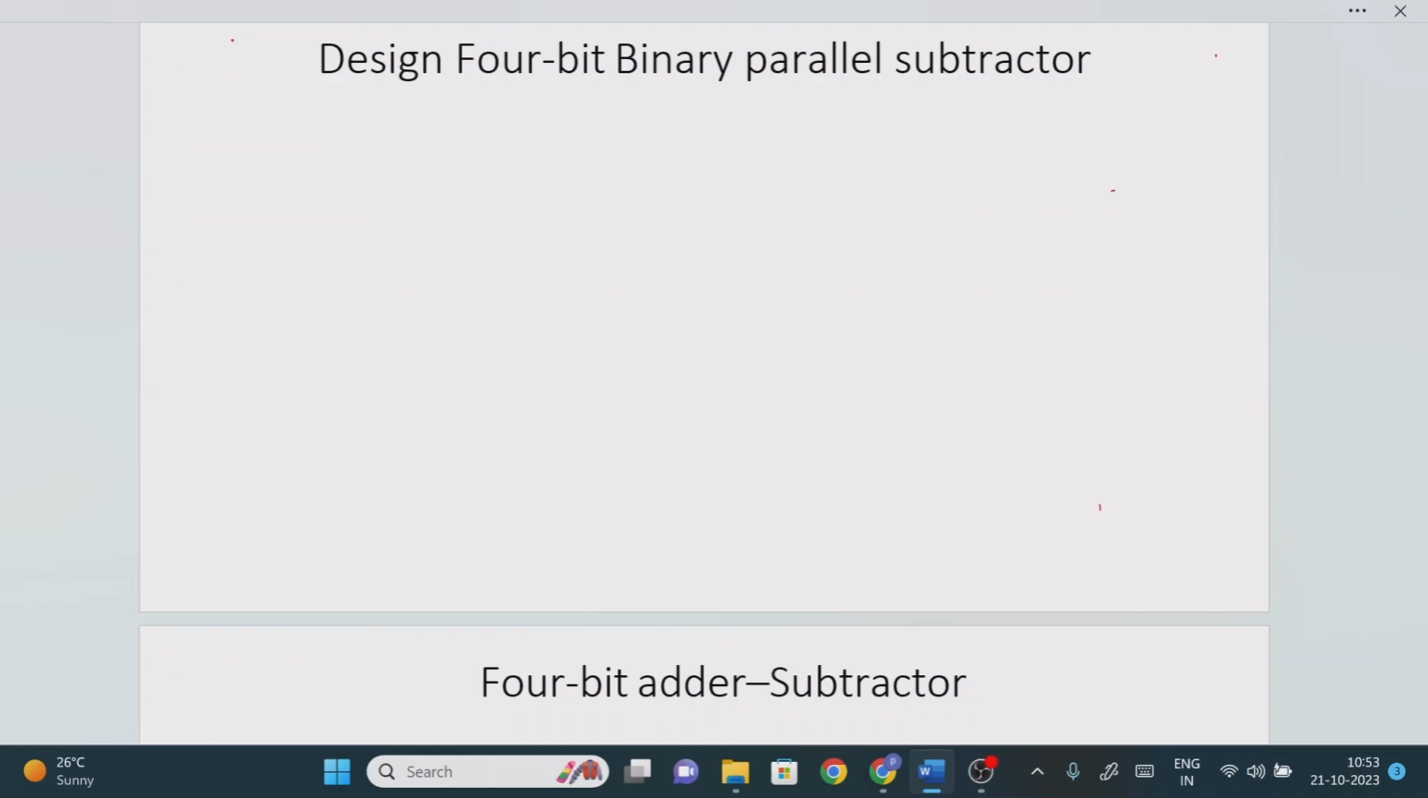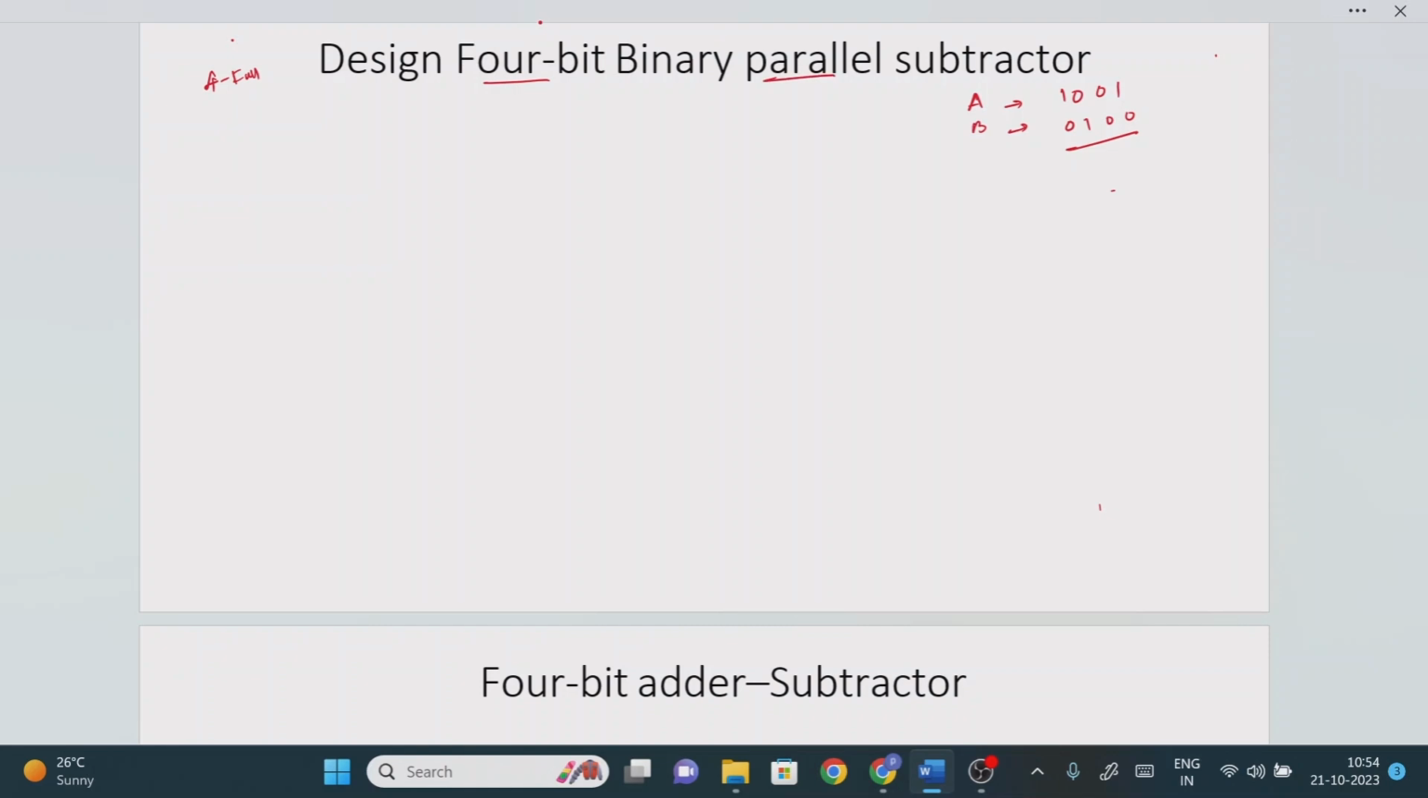As we discussed in the previous class, what is the meaning of 4-bit values? A bit value, B bit value, these are nothing but 4-bit numbers, which are going to perform the addition operation, 1, 2, 3, 4-bit addition. So how many full adders are required? 4-bit means we require 4 full adders. In case of subtractor, we require 4 subtractors, right?